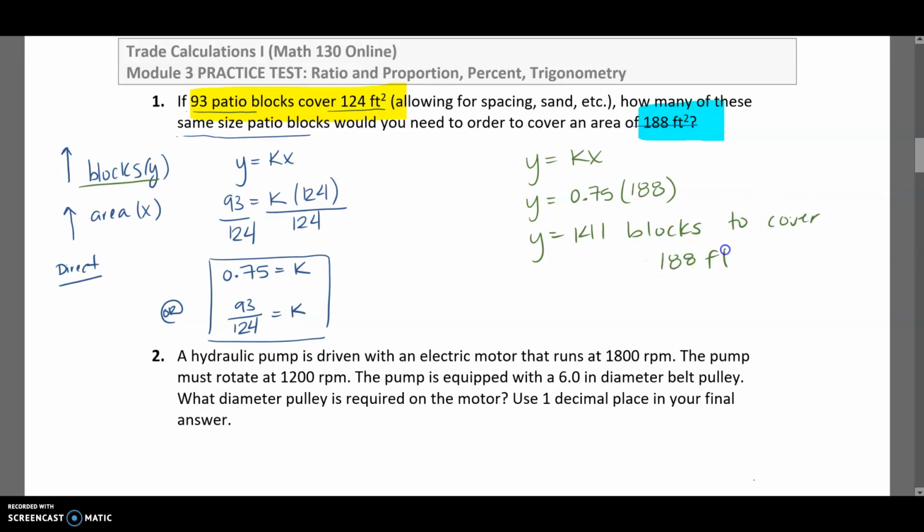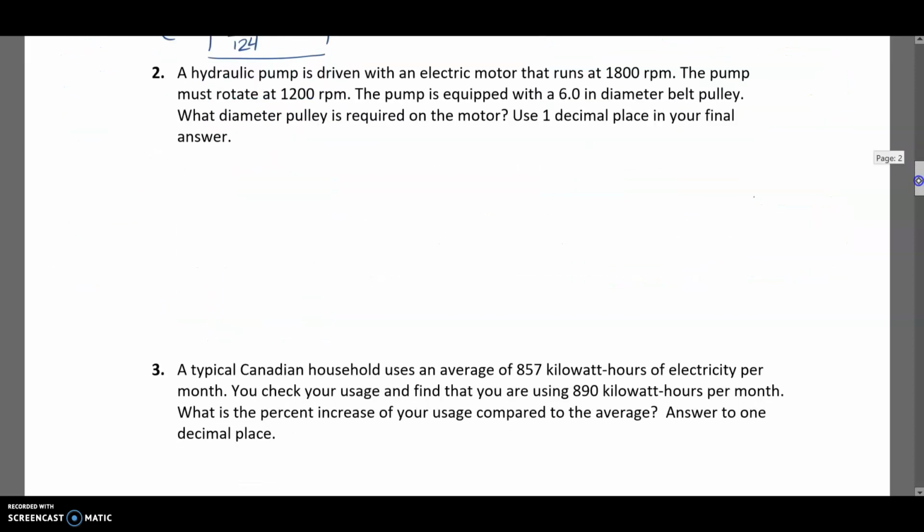You can check and make sure your answer makes sense. This was a direct relationship, so more blocks should cover more area. We know that 93 patio blocks covered 124 square feet. We increased our area to 188 square feet, so we should see an increase in the number of blocks, and we did, 141 blocks. We'll do another ratio proportion question next.